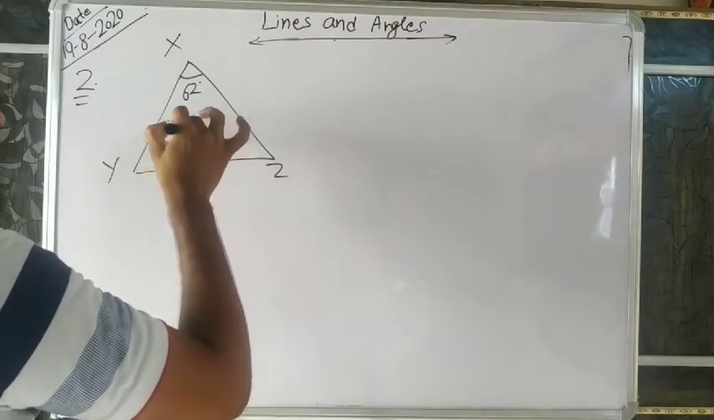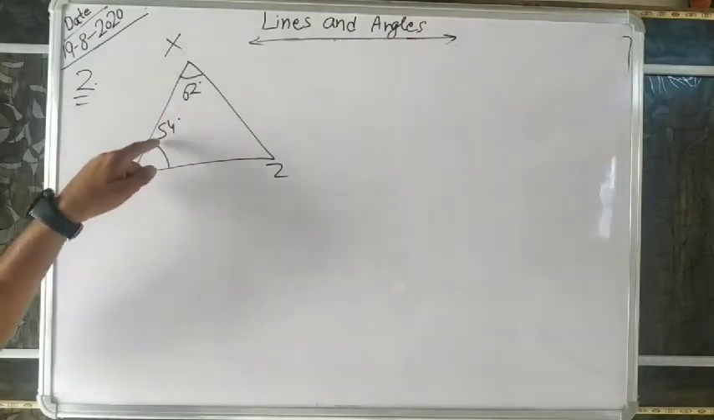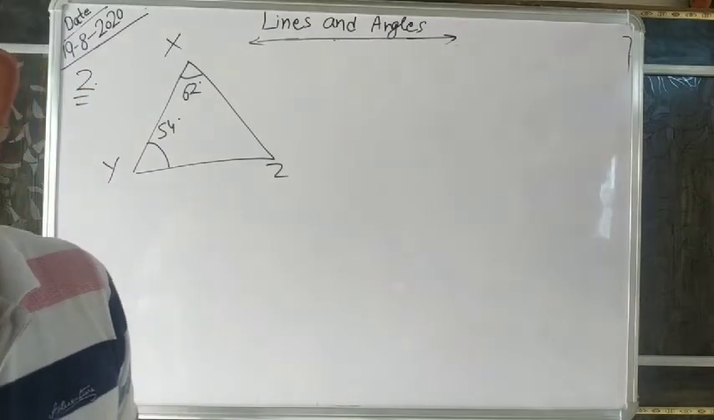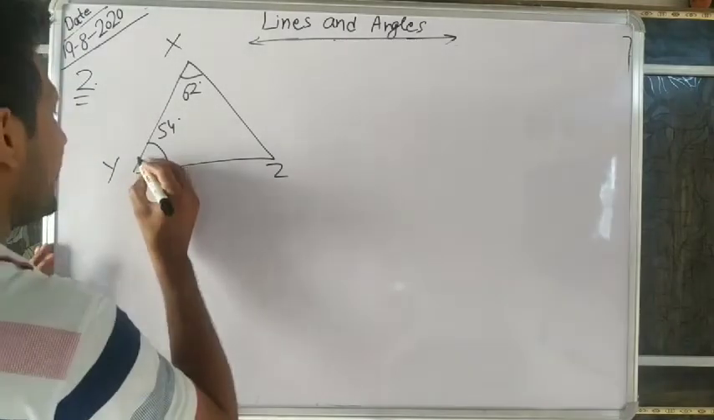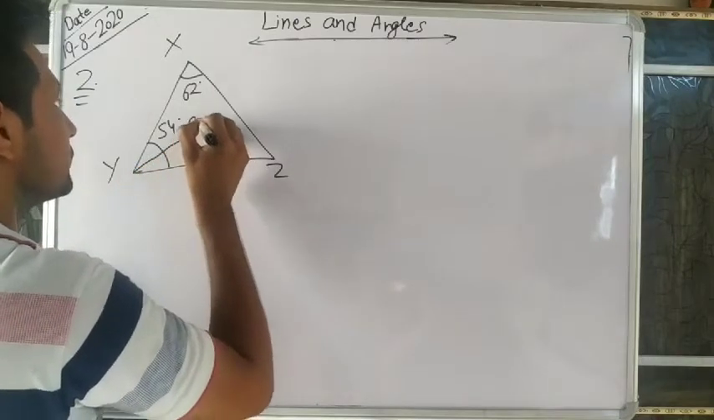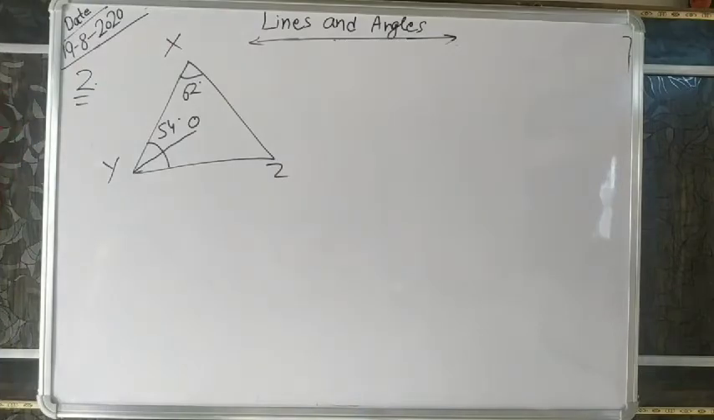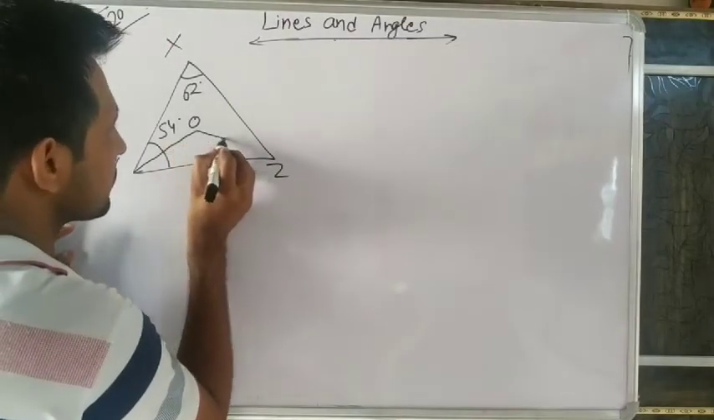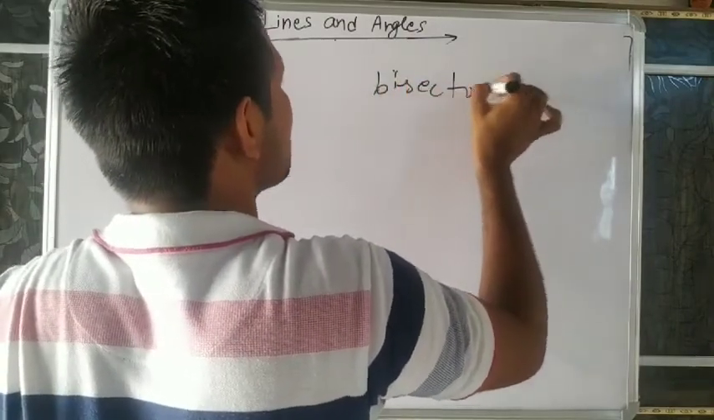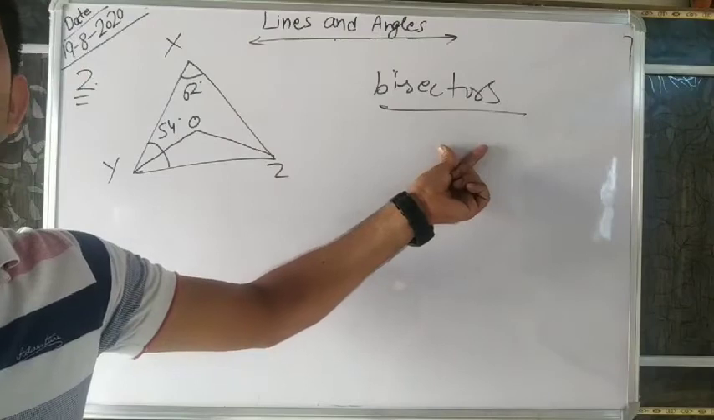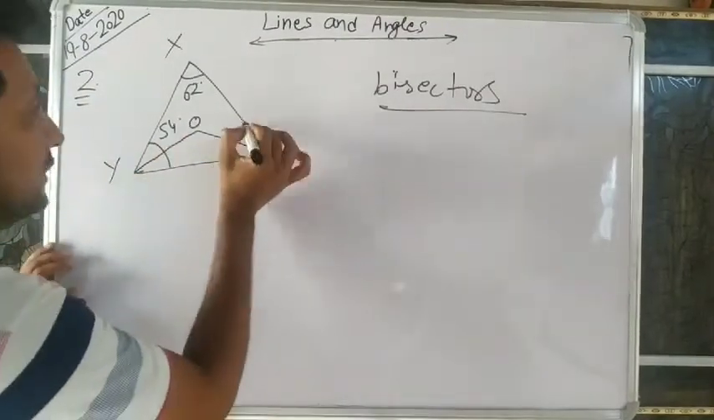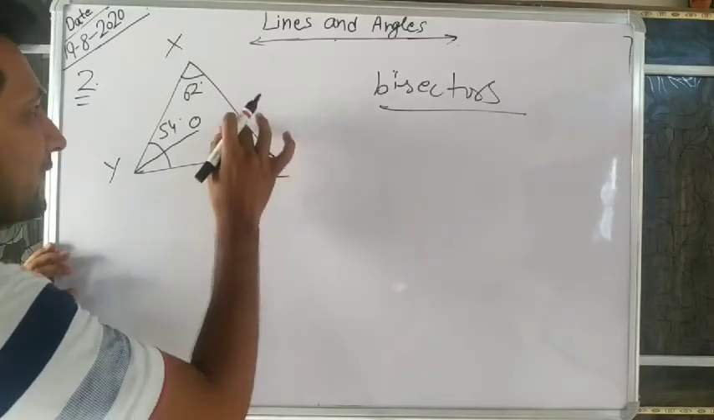It means 62 plus 54. The third angle you can find easily by angle sum property. But one more line is added here. YO and ZO are bisectors. Bisectors mean divide the angle in two equal parts. It means this line and this line are bisectors. This OZ is the bisector of this angle.